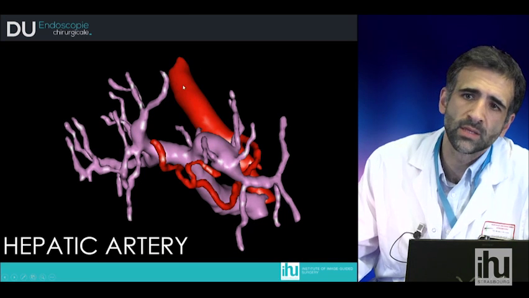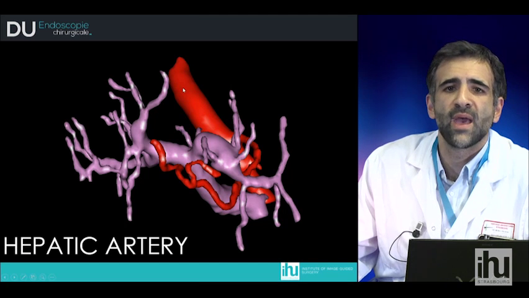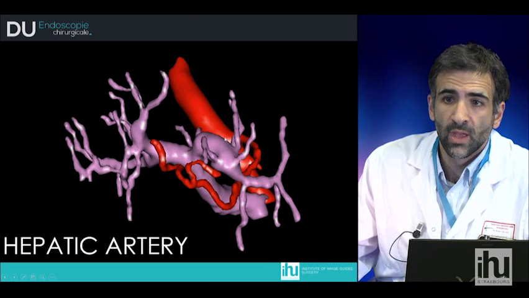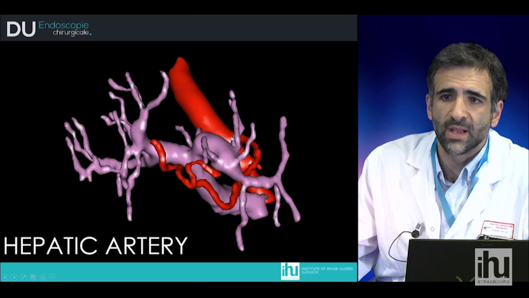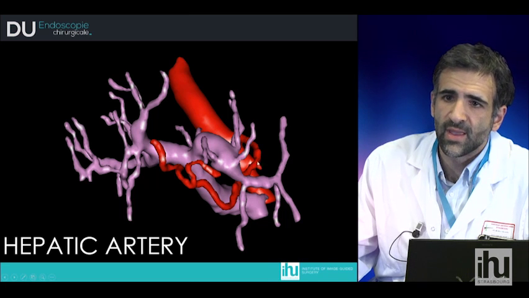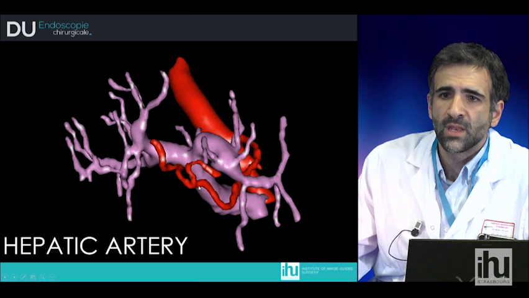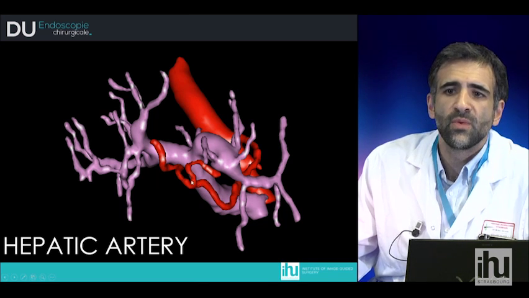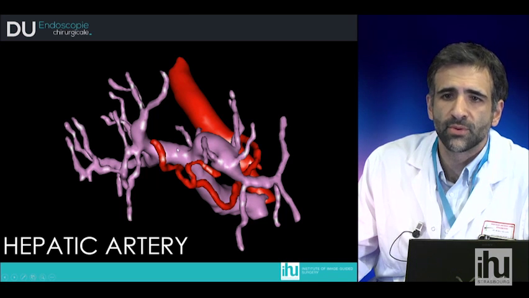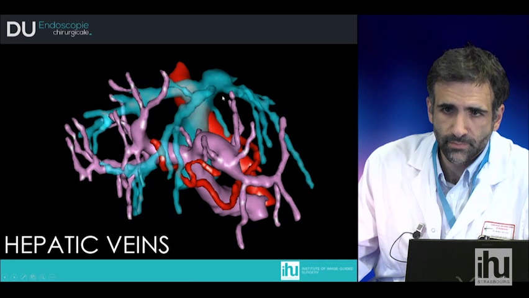After that, as we can see in this image, we have the hepatic artery. The hepatic artery starts from the celiac trunk, and we can identify on this line the common hepatic artery, which divides into the proper hepatic artery and the gastroduodenal artery. And in the pedicle, in the hilum of the liver, we can identify the left branch of the hepatic artery and the right branch of the hepatic artery.